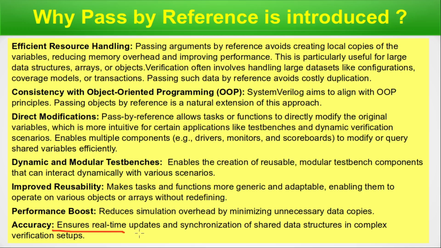Accuracy: it ensures real-time updates and synchronization of shared data structures in complex verification setups. Accuracy is another thing that is needed. When we have too much data and too many copies instead of a reference, an error can come from any of them, and that is reduced. So accuracy is increased. Here we are done with this particular slide. We have talked in great detail about different scenarios of why pass by reference is introduced in SystemVerilog. Now let's move on to the next slide.